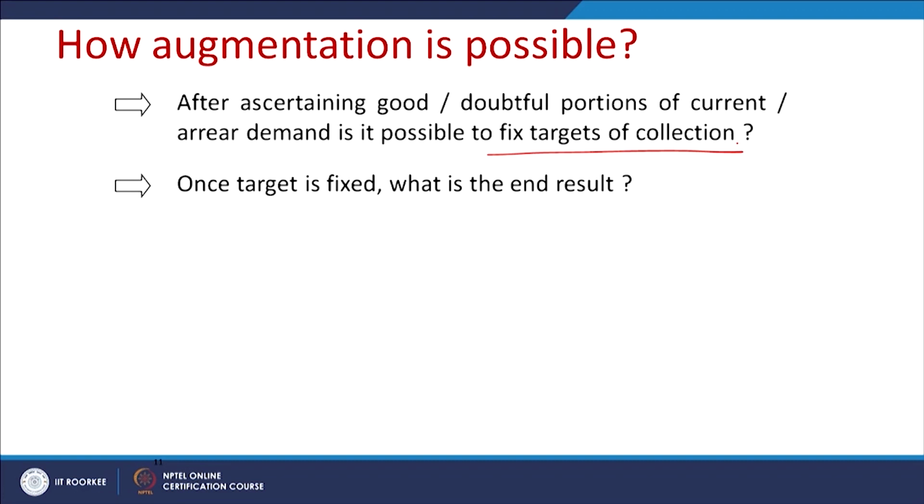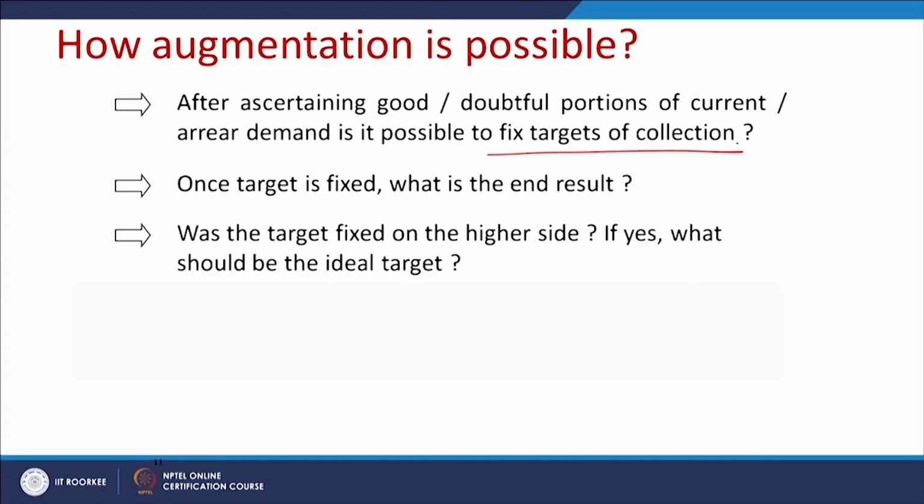Now, based on each and every tax source or non-tax source, what is your target for the current year or the next year or even beyond that, and what is the end result after getting that revenue, what we are going to do with that. Was the target fixed on the higher side? If yes, what should be the ideal target?